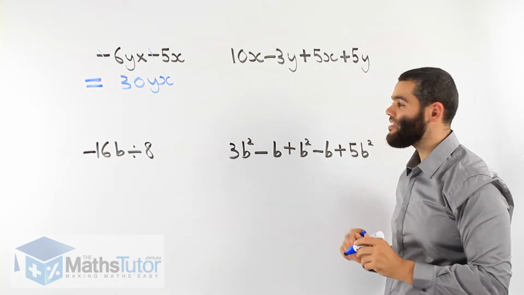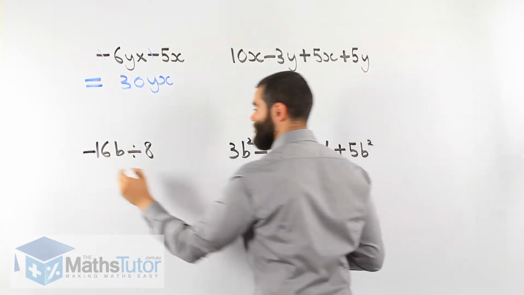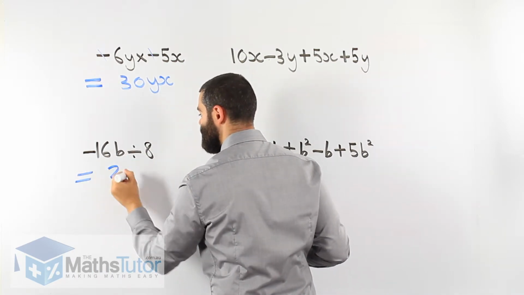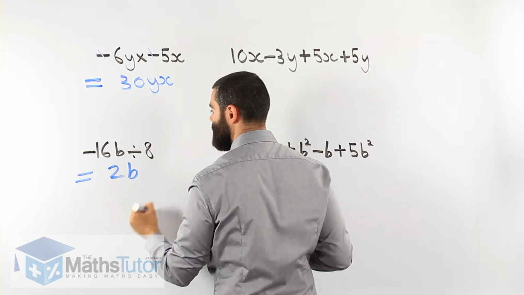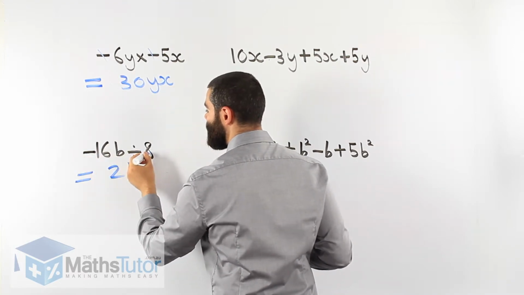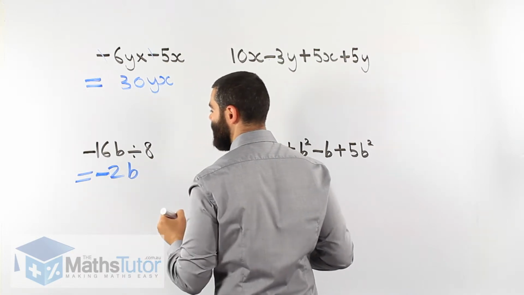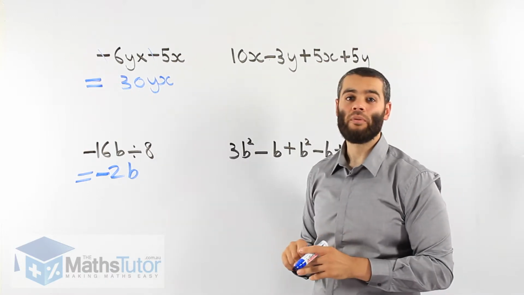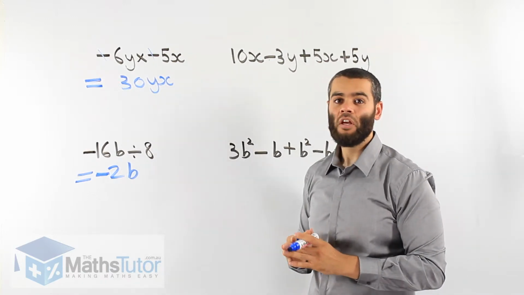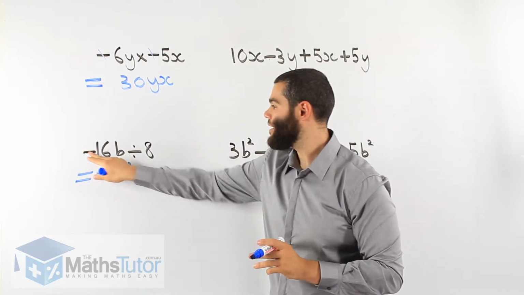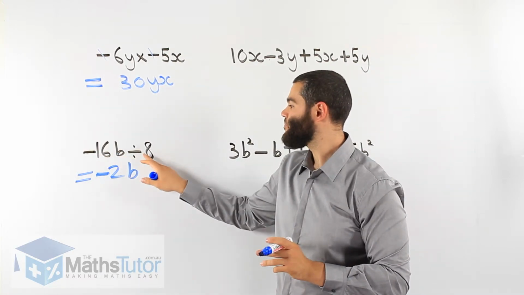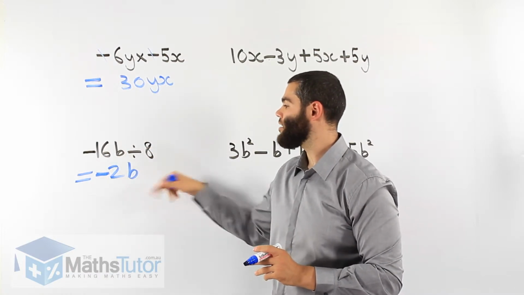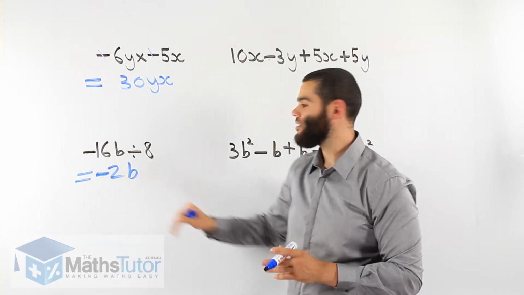Here, minus 16b divided by 8. We know 16 divided by 8 is 2. We have our b. And the negative, is there another negative? No, it stays in the answer. When there are two negatives, they cancel each other out. Very similar to multiplication. They both follow the same rules. With two negatives, they cancel. With one negative, it stays. So negative 16 divided by 8 is negative 2. And we have b, our answer, negative 2b.